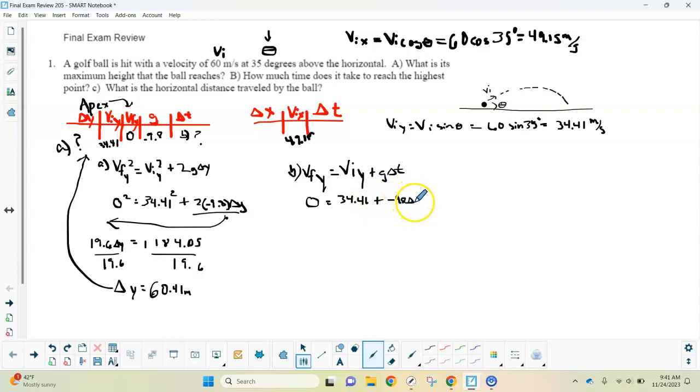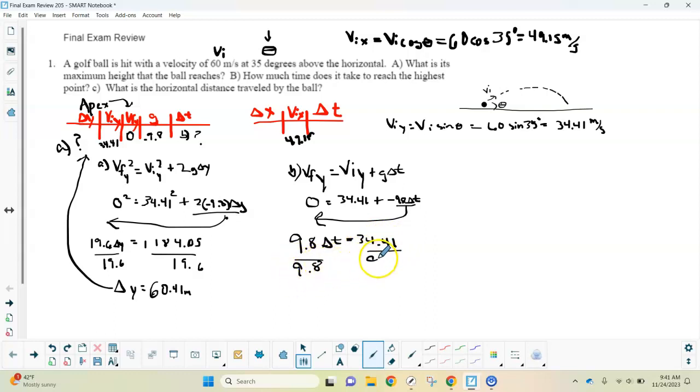Again, I'm going to make things positive, so I'm taking this term over to the other side. So it's negative on the right, it's going to be positive on the left. So 9.8 delta T equals 34.41. And then it's just dividing through by gravity on both sides.